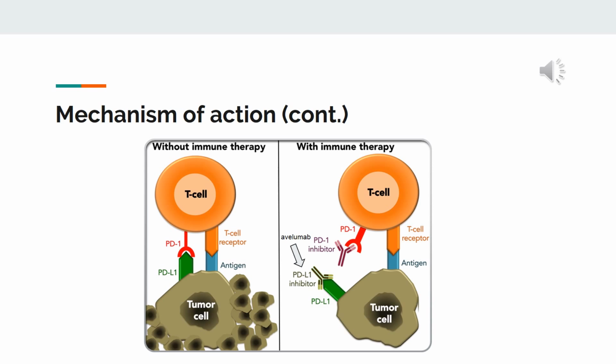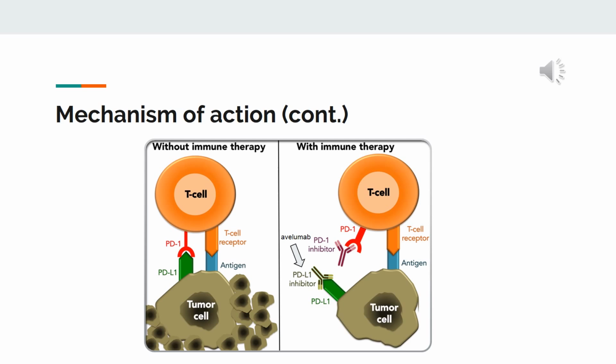And on this slide, we have what I just explained, but in picture form, so it's easier to visualize. On the left-hand side, we don't have the drug. It's just a T cell and a tumor cell. The end result here is the T cell won't be able to identify the tumor cell as being cancerous, so it won't kill it. And on the right-hand side, we have our drug involved.